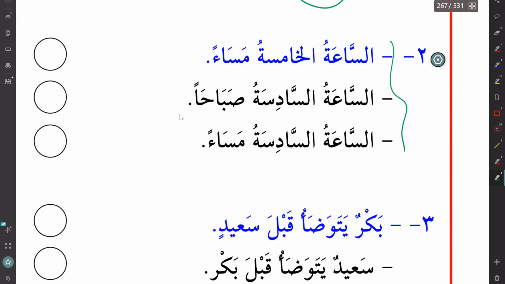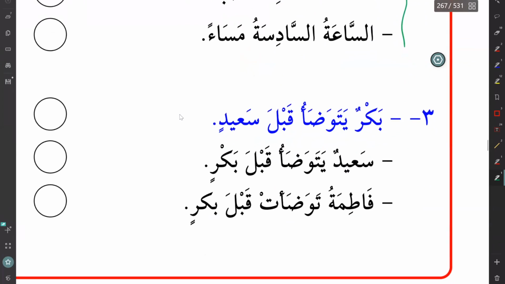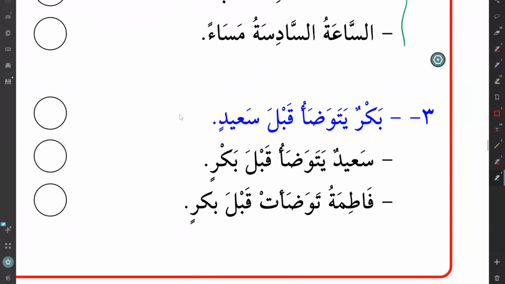This timing, I don't want to start timing again. We've spent many times talking about times. Now, okay, what is qabla?